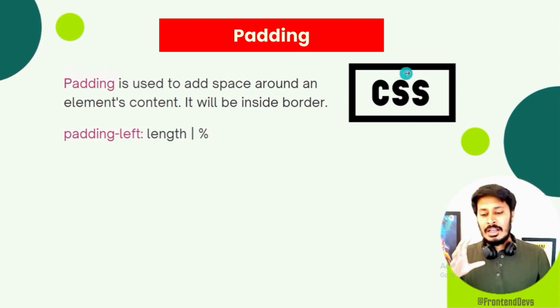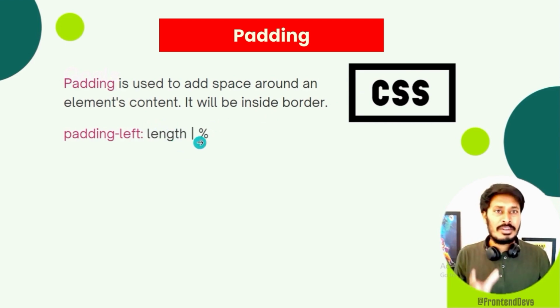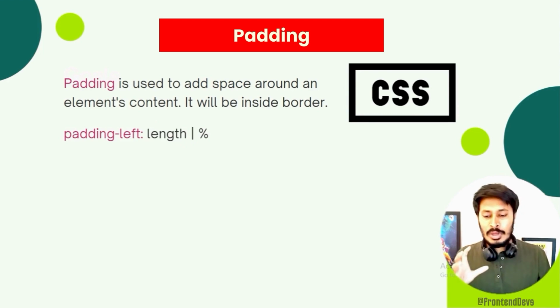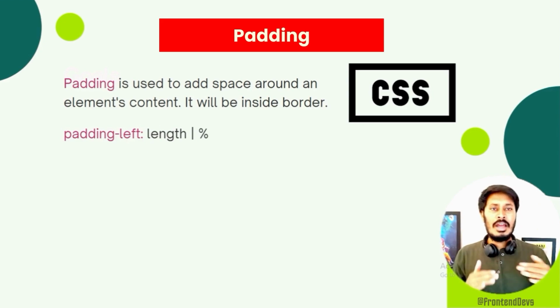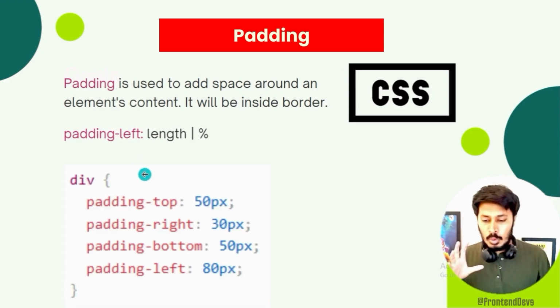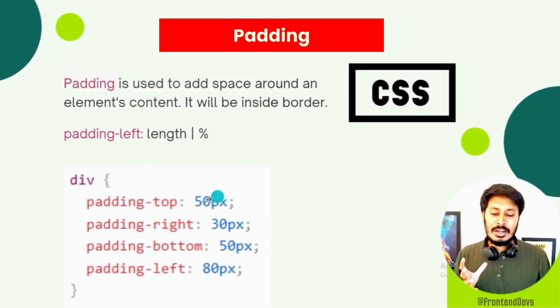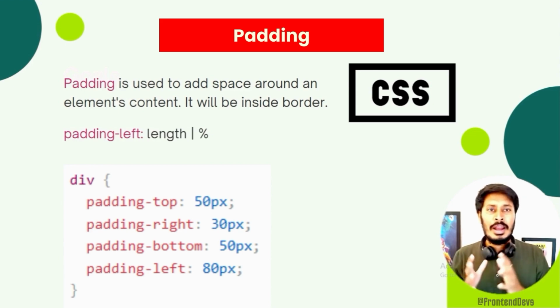We can set the padding by using different properties. We can have simple padding left. We can set it in length or percentage. When we talk about padding, we have four important properties: padding left, padding top, padding right, and padding bottom. And here is how we can set those properties. Suppose we have a div element, and we can set different values in pixel or percentage. When we are going with padding, we also have shorthand properties. Now let's move to VS Code and understand them with the help of an example.